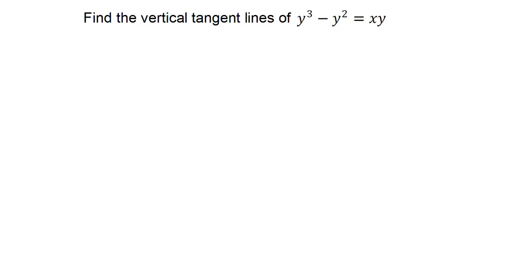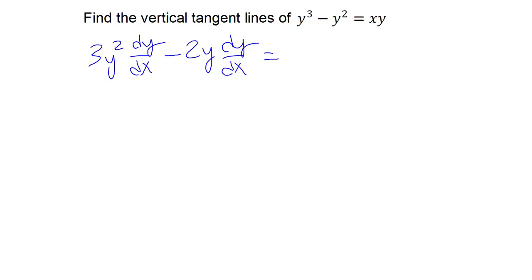All right, for our next one, we're going to switch it up just slightly. We're going to look for the vertical tangent lines of y cubed minus y squared equals xy. So we'll start once again with a derivative: 3y squared dy/dx minus 2y dy/dx is equal to x dy/dx plus y, when we use the product rule on xy. So then we'll just solve for dy/dx.